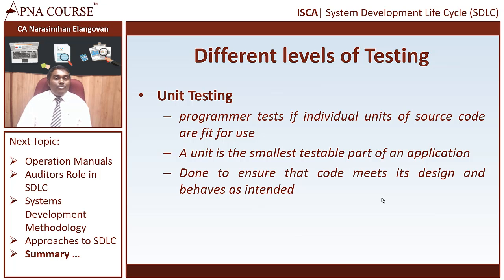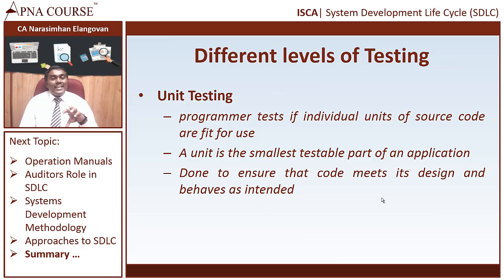In this case, if I perform a testing only of one of the heads, say income from salary, or I perform a testing only of one of the heads, let us say business income, this would be called unit testing. A unit is basically an individual unit which is identifiable, and normally the testing here is performed by the programmer. That means the person who has developed it himself verifies and tests it. So a unit is the smallest testable part of an application, and it is done to ensure that the code meets the design standards and behaves in the intended manner.